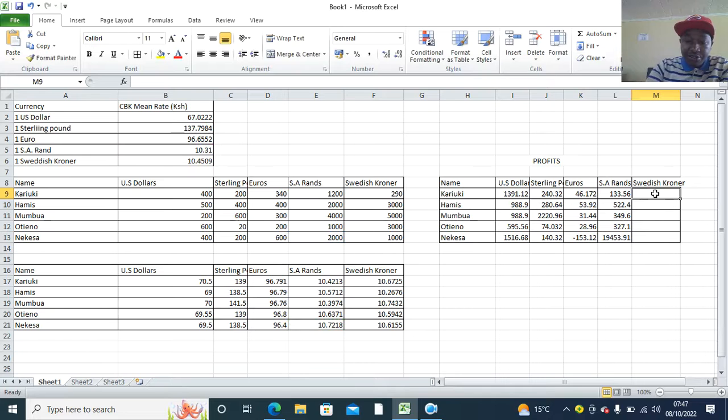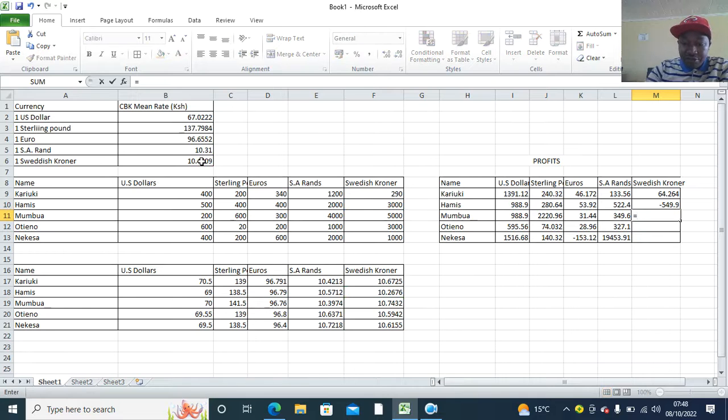So for the last one, equals to, open the bracket. We are talking about a Swedish krona. So times that one, close the bracket, minus, open the bracket, the same multiplied by the last value there, then press enter. This one equals, open the bracket. We have 3000 times that one, minus, open the bracket, the same multiplied by that one, close the bracket, enter.